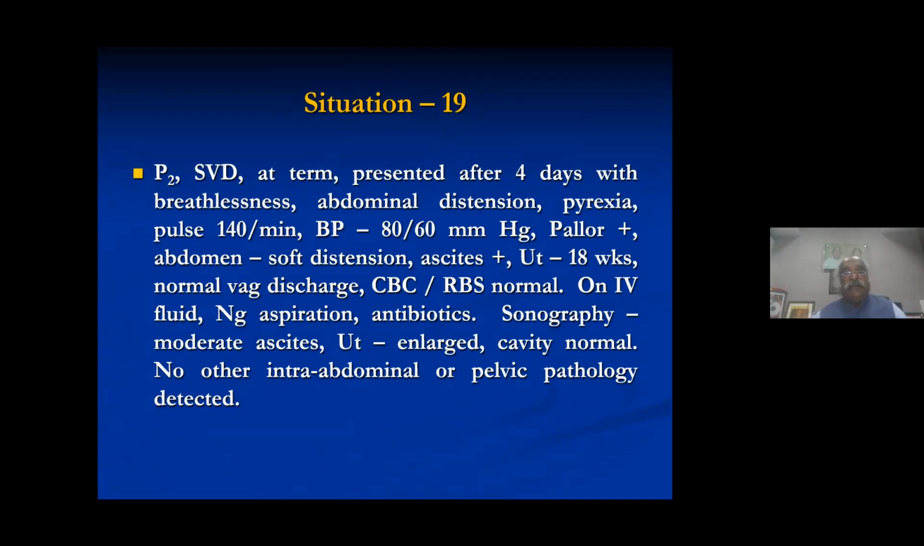Para 2, spontaneous vaginal delivery at term, presented after 4 days with breathlessness, abdominal distension, pyrexia, pulse rate 140 per minute, BP 80/60, pallor plus, abdomen soft, distension, ascites plus, uterus 18 weeks, normal vaginal discharge. The normal delivery was 4 days back. CBC normal, RBS normal, on IV fluid, nasogastric aspiration, antibiotics. Sonography showed moderate ascites, uterus enlarged, cavity normal, no other intra-abdominal or pelvic pathology detected.